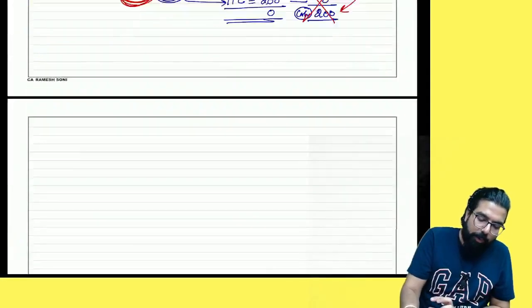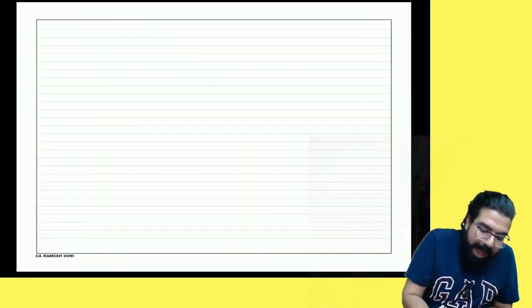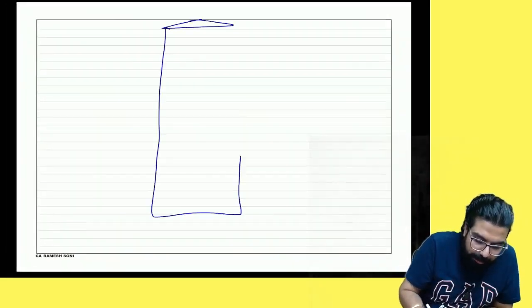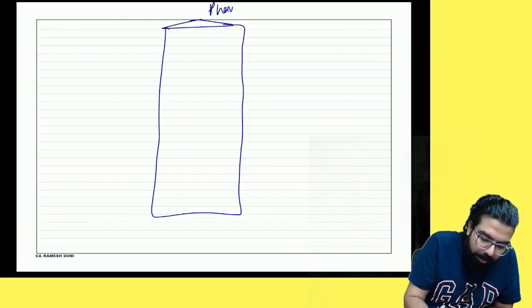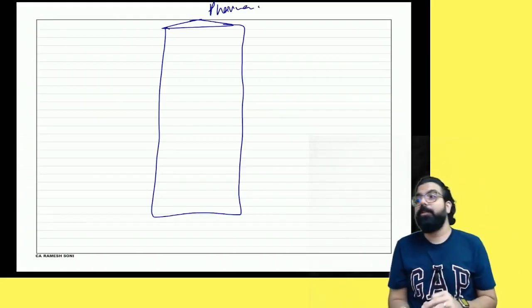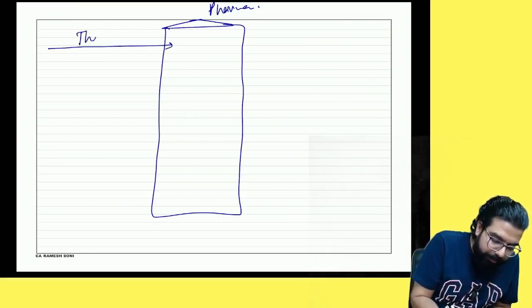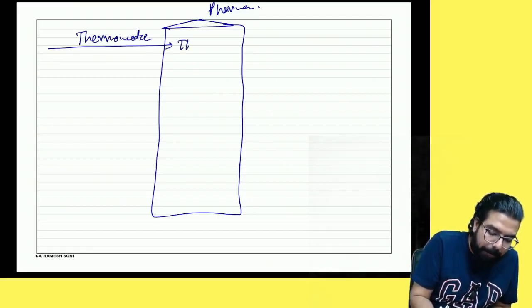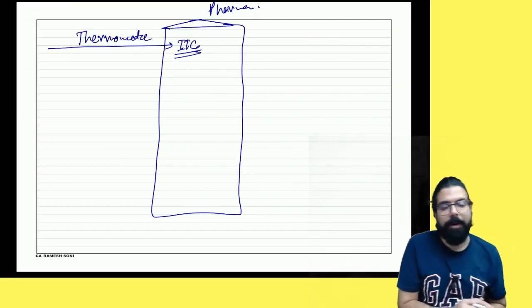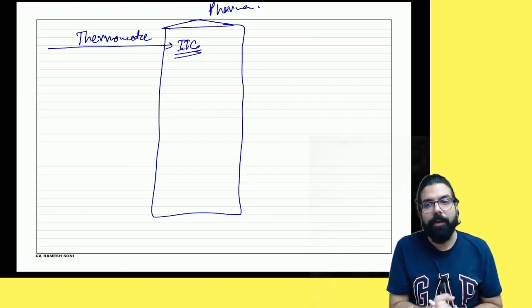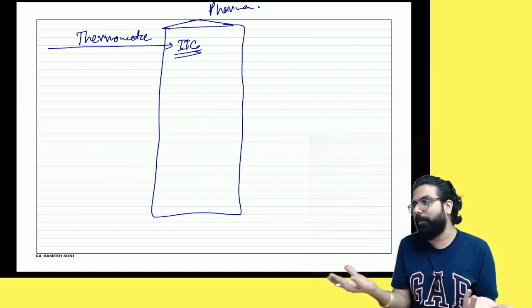Chalo, I'll go ahead and give you one more example. I am a pharma company. People, you know pharma company. We buy thermometers. Okay? We bought thermometer. We took the ITC. Will you take the credit? Yes or no? People, generally when you buy things for your business, to do business, you take the input tax credit. Do you agree with me?